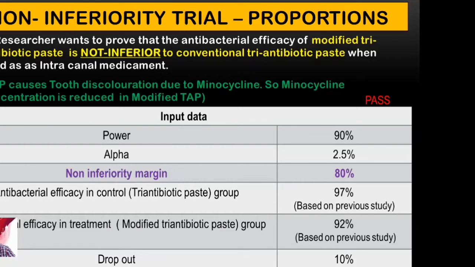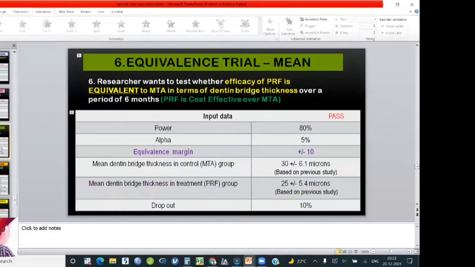Now I wanted the modified triantibiotic paste to be at least 80%, not inferior to that of 80%. If the antimicrobial efficacy is going to be less than 80%, I consider this modified paste inferior to the triantibiotic paste, so I will not recommend it as an intracanal medicament. So I want it to be at least 80%. But previous studies say the actual effect of modified triantibiotic paste should be 92%. So I want to calculate the sample size considering a dropout of 10%.